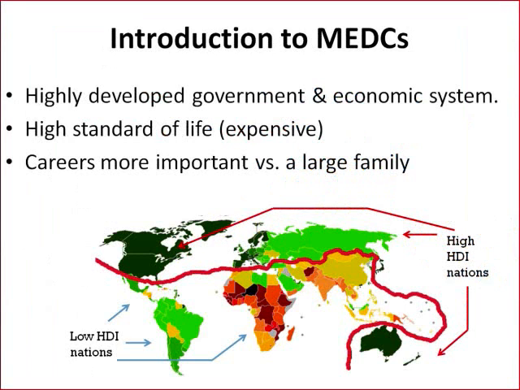MEDCs are countries with a highly developed government and economic system. There are two main reasons why people in MEDCs do not want children, and they include a high standard of living, which is expensive to enjoy, and people wanting to develop their careers over families. The picture in this slide shows that MEDCs are generally located in the northern hemisphere of our planet.